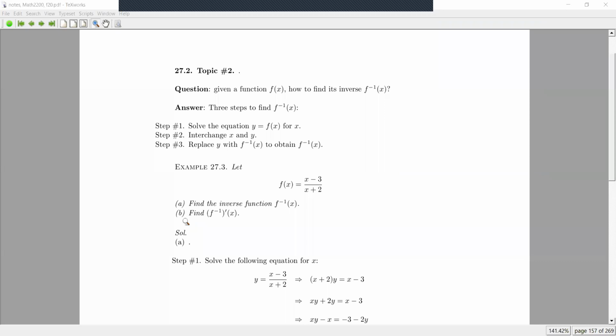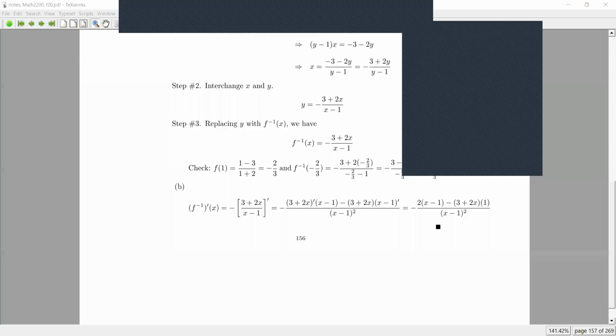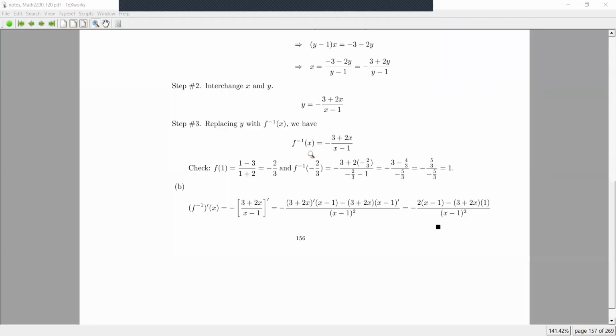Part B. Now we have the inverse function. Find the derivative of the inverse function. Take derivative on the inverse function. Then I have this equation. By the quotient rule, this derivative is equal to derivative on the top times the bottom minus the top times the derivative of the bottom. Then all divided by the bottom square.